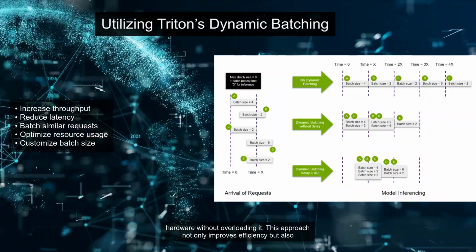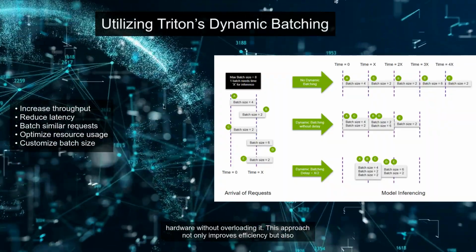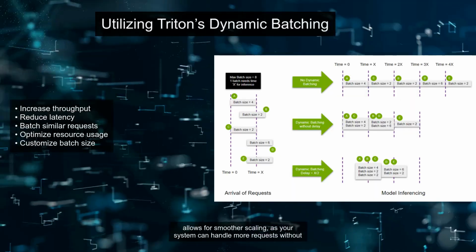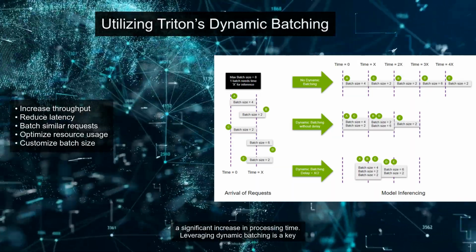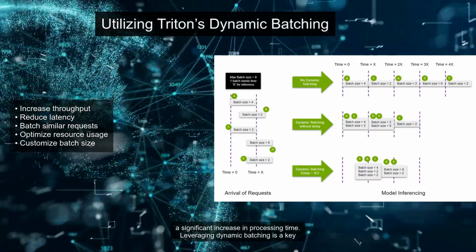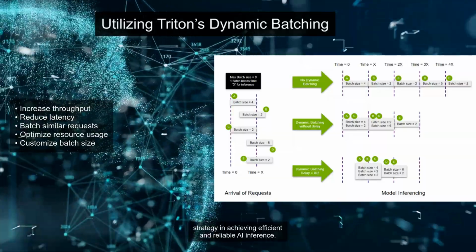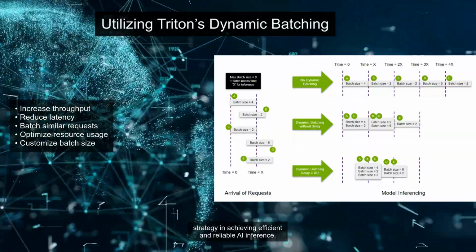without overloading it. This approach not only improves efficiency but also allows for smoother scaling, as your system can handle more requests without a significant increase in processing time. Leveraging dynamic batching is a key strategy in achieving efficient and reliable AI inference.